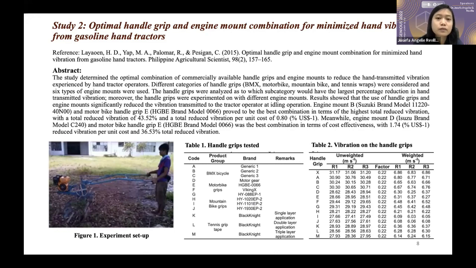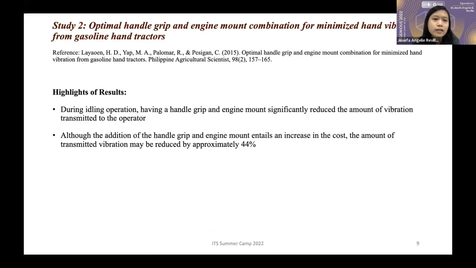So to give you the highlights of this study, during idling operation, it was found that having a handle grip and engine mount significantly reduced the amount of vibration transmitted to the operator. Although the addition of the handle grip and engine mount entails an increase in the cost, the amount of transmitted vibration may be reduced by approximately 44%.